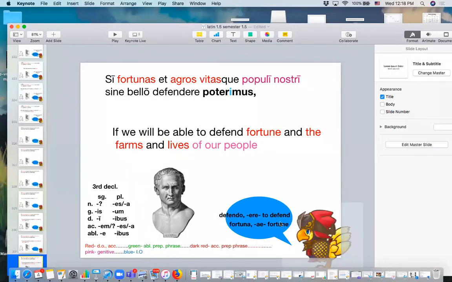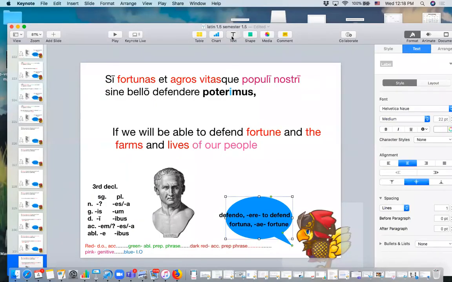A lot of people probably need to write nostri, nostra, which means our. I think it already showed up, but I'll type it out. Are there any other words, while I'm at it, that people want me to type right now? Noster.